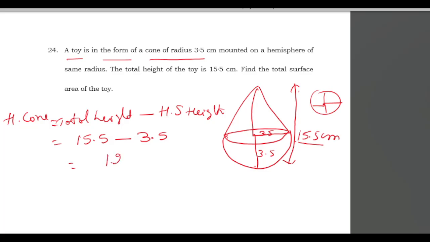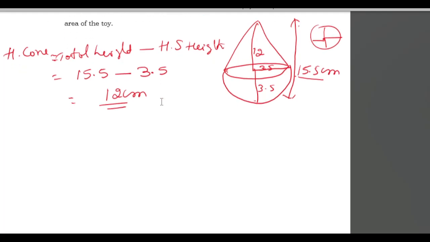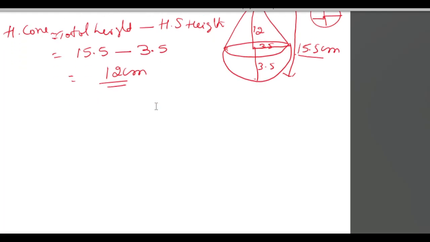So 12 centimeter is the height of the cone. So here we have to write 12 centimeter. Now we have to identify the total surface area. Total surface area means we have to identify CSA.